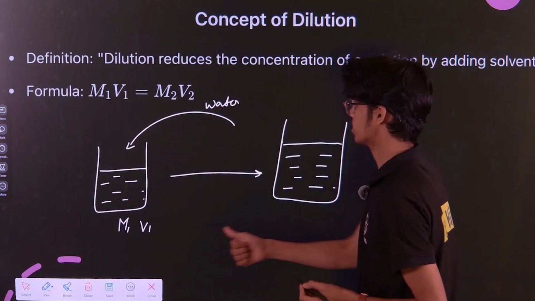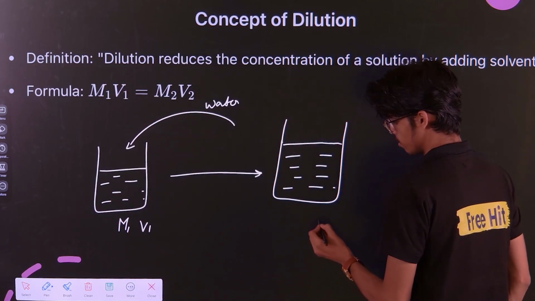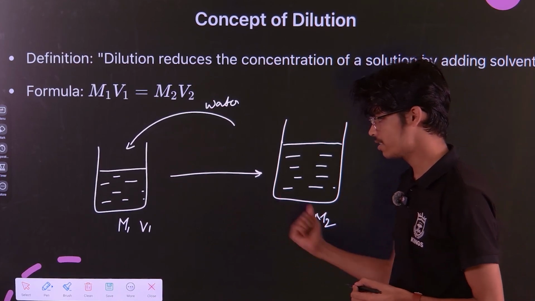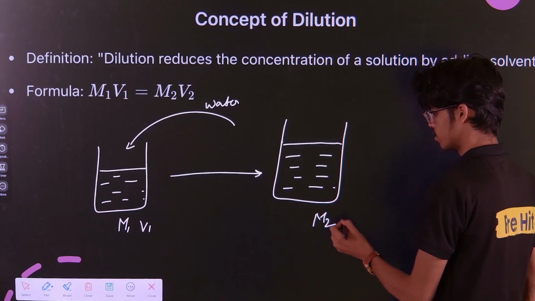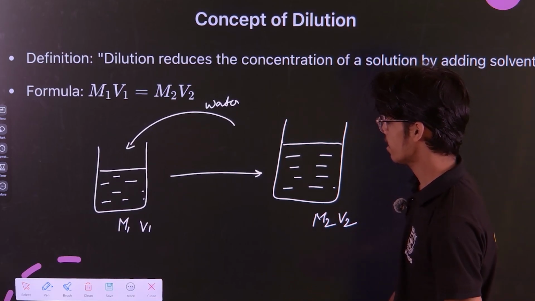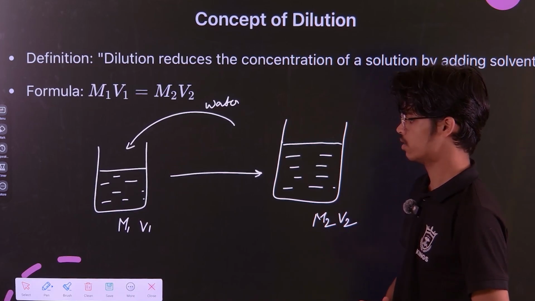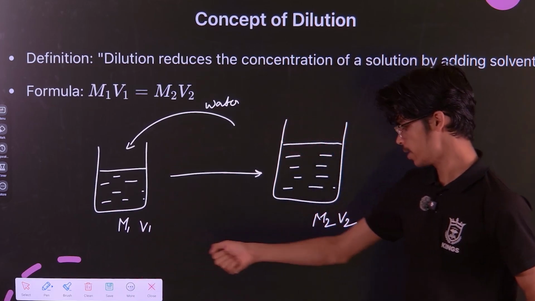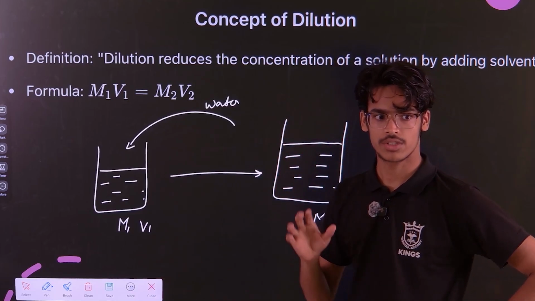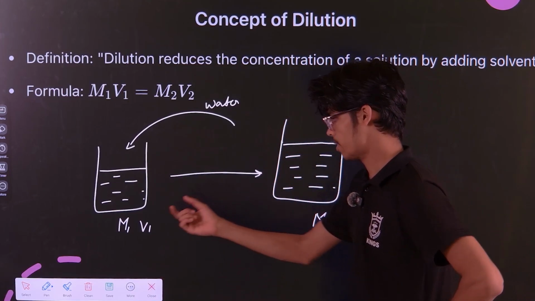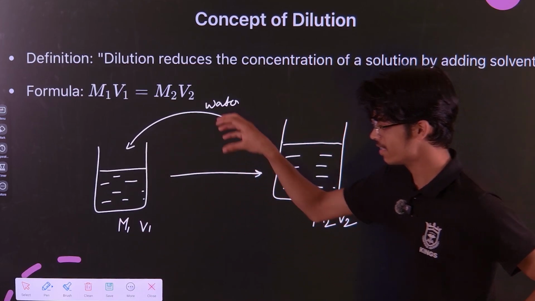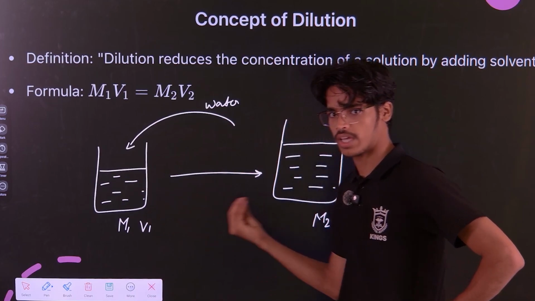So the volume of the solution increases, so it means the molarity will change. Yes or no? Obviously the molarity will change, and the volume has also changed. Now how can I find M2? See, M1 will be given, V1 will be given, V2 will be given. I want a relationship between them. Tell me one simple thing which is not changing in both of the cases.